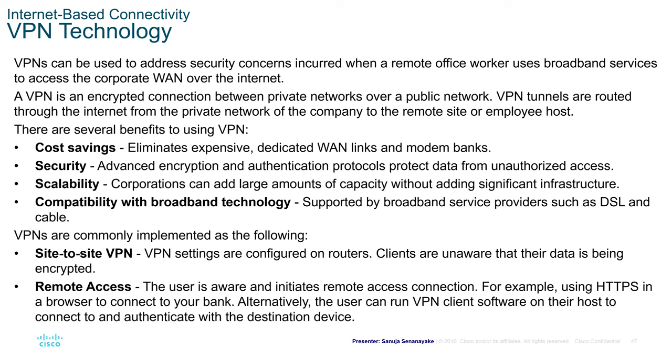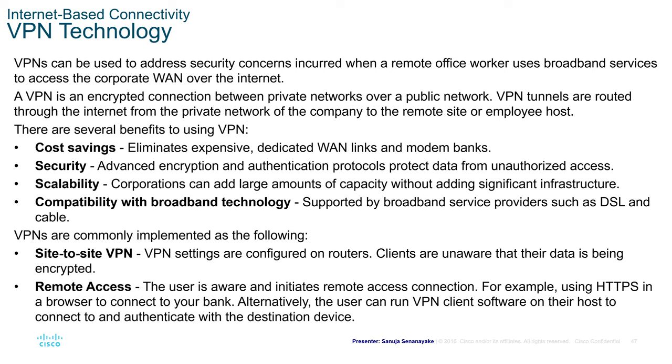VPN technology. VPNs can be used to address security concerns that may occur when a remote office worker uses broadband services to access the corporate WAN over the internet. A VPN is an encrypted connection between private networks over a public network. So they are connecting private networks, but it is going through a public network via encryption. VPN tunnels are routed through the internet from the private network of the company to the remote site or employee host. There are several benefits of using VPN.